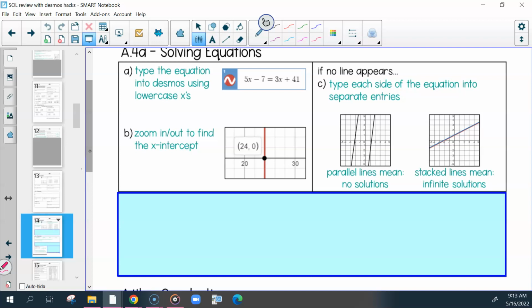Will we have to graph quadratics on the SOL? Possibly. Is this the only one for quadratics, right? There are 3. Okay.